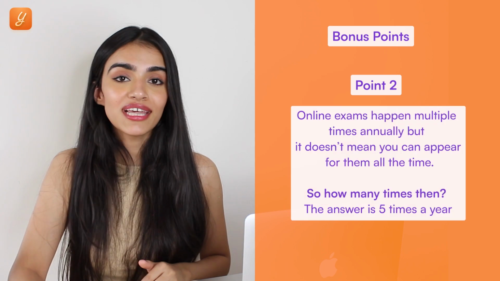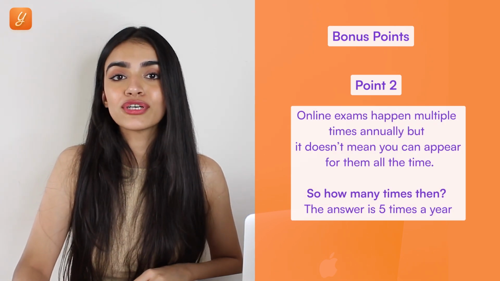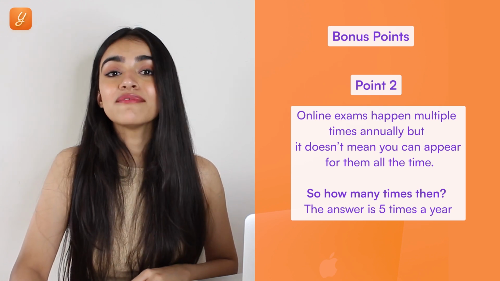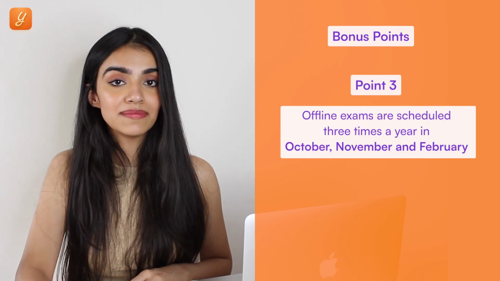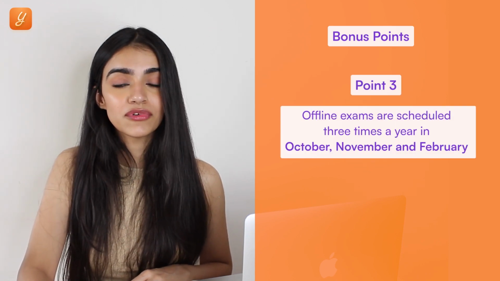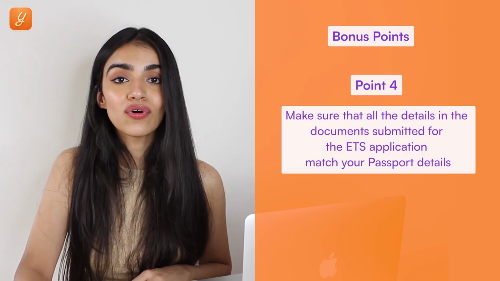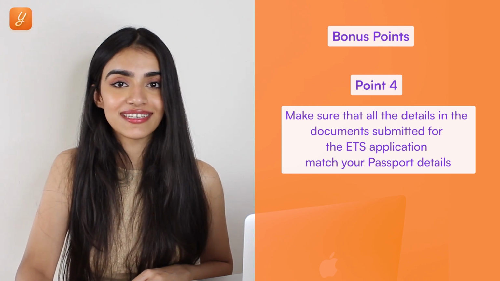Point 2. Online exams happen multiple times annually, but that doesn't mean you can sit for it all the time. How many number of times per year, you ask? Well, 5 times each year. Offline exams are scheduled 3 times each year, October, November and February. So plan and prep accordingly. Point 4. Make sure all the details that you fill in your ETS application match your passport details.